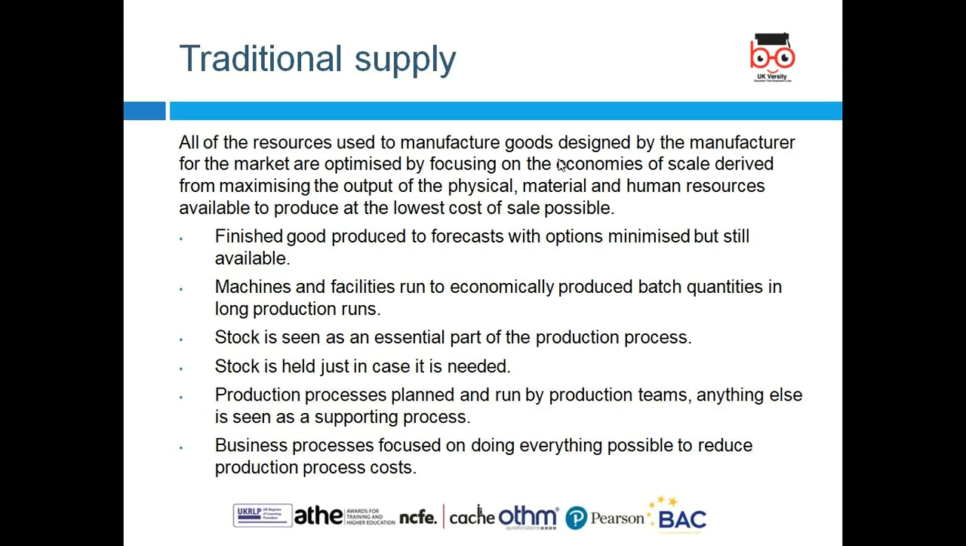We always need to look at the finished goods inventory, and at the demands as well. How many types of inventory do we normally have? Three: raw material, work in process, and finished goods. Brilliant, excellent. These are the three, and we need to manage them really well. Economically produced in batches and long production runs, stock is seen as an essential part of production.